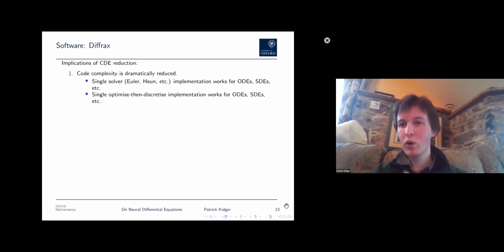If you want to think about more advanced things like different ways of backpropagating, then you might have heard things like the adjoint method, optimize and discretize, blah, blah, blah. There's lots of different ways of differentiating through a differential equation. This is kind of complicated, but the good news is I only have to write it down once.